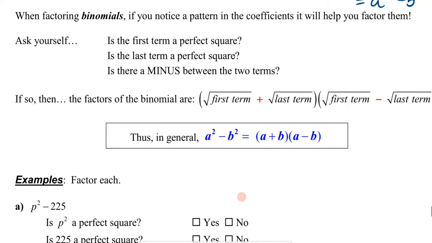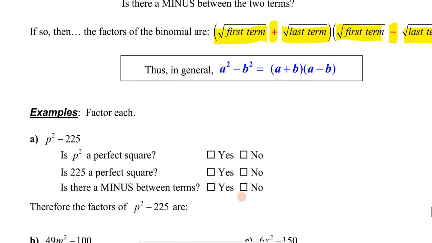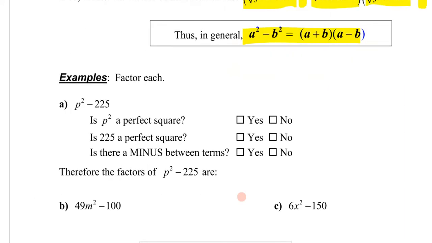If so, you'll have a factored form that looks like this. The square root of the first term plus the square root of the last term in brackets. Same thing for the other bracket. The only difference is that your sign is positive in the first bracket and minus in the second bracket. So in general, you can use this formula: a squared minus b squared is equal to a plus b in brackets times a minus b in brackets. All right, so let's look at a couple of examples here.